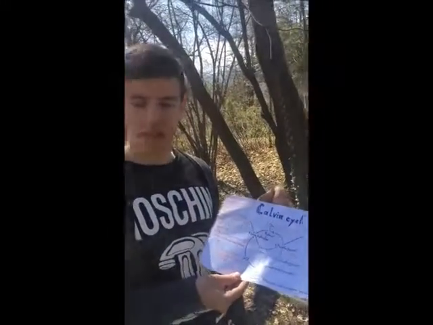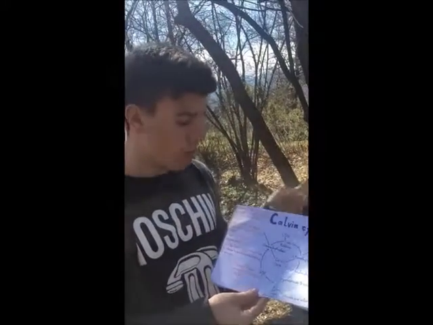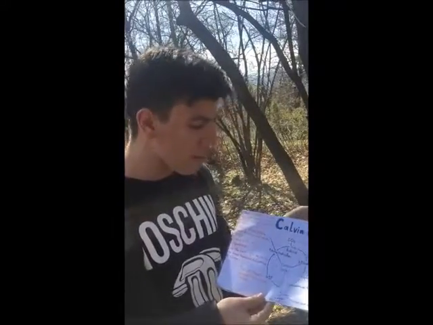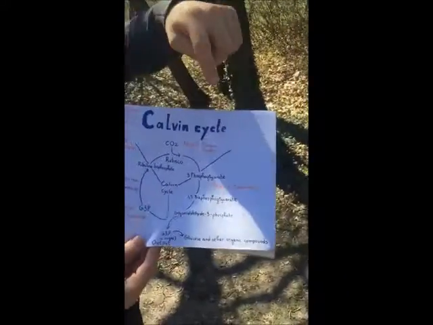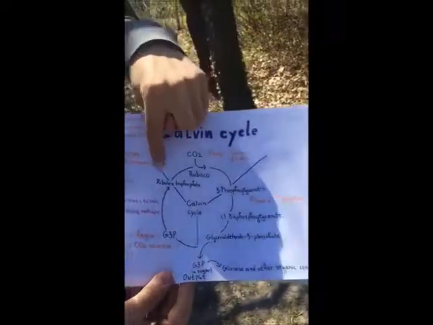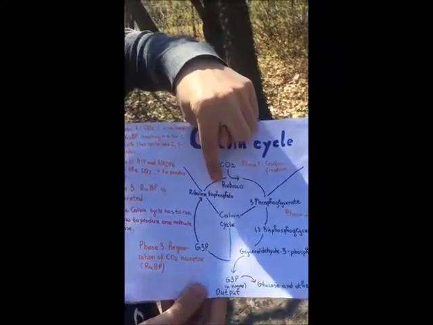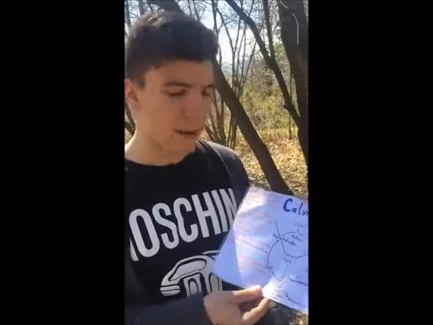So the second main part of photosynthesis is the light-independent reaction, which is also called the Calvin cycle. The Calvin cycle consists of three main parts. The first one is carbon fixation, the second one is reduction, and the third one is regeneration of ribulose bisphosphate. So now I will explain the three different parts separately.